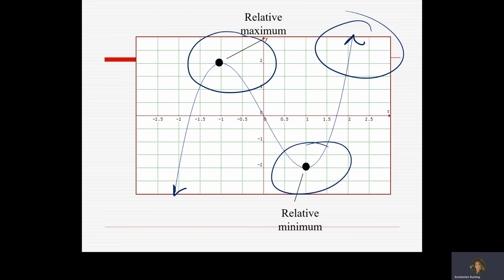There's a relative minimum. But is that an absolute minimum value? Because you see this arrow, and you know this arrow means I got some more stuff down this way. So we only have a relative maximum value, and we only have a relative minimum value in this case. So what you're looking for is peaks for relative maximum values and valleys for relative minimum values.